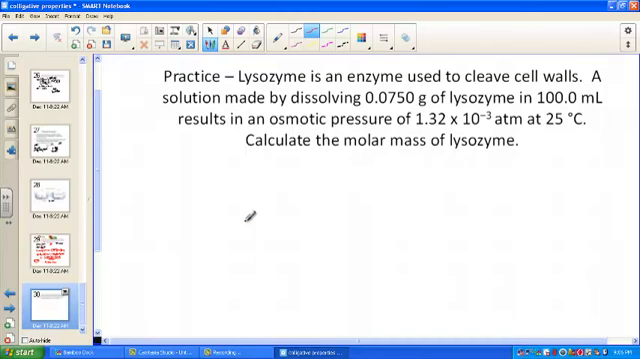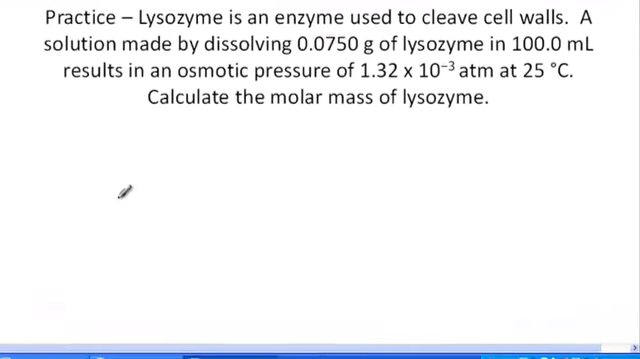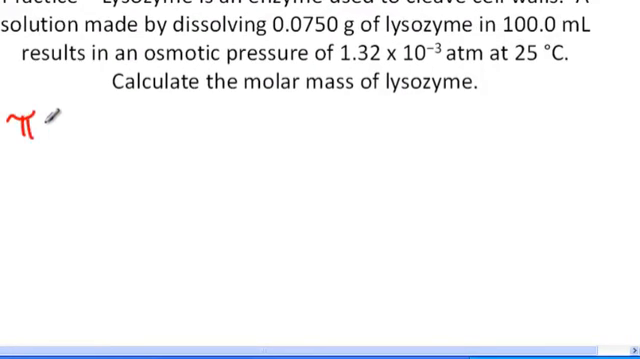Lysozyme is an enzyme used to cleave cell walls. A solution made by dissolving 0.075 grams of the enzyme called lysozyme in 100 mL of solution results in a pressure of 1.32 times 10 to the negative third atmospheres at room temperature, 25 Celsius. What's the molar mass of our lysozyme? Now, you might be considering pi equals MRT, but I'm a one-trick pony. I like to just memorize PV equals nRT. It's just much more fun to say. Let's PV-nRT it.